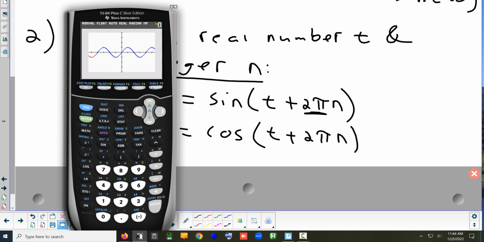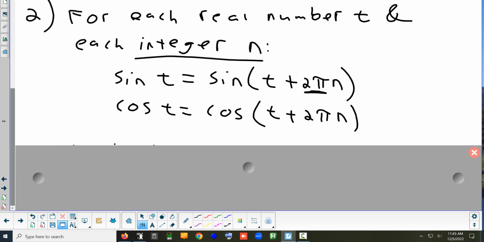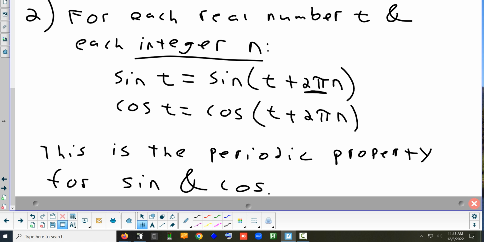So there's sine of x, and there's sine of x plus 2 pi. How do they compare? They look the same. And if I added 4 pi, it would look the same. 6 pi, 8 pi, 10 pi, any multiple of 2 pi, and it would look exactly the same. We usually use that trick when we do unit circle and want to get an angle between 0 and 360, so it's easier to see. And this property is called the periodic property for sine and cosine.